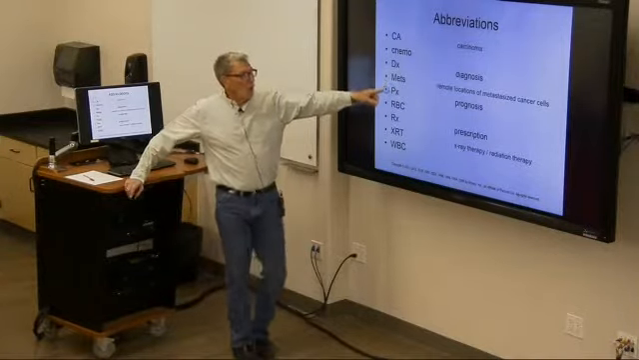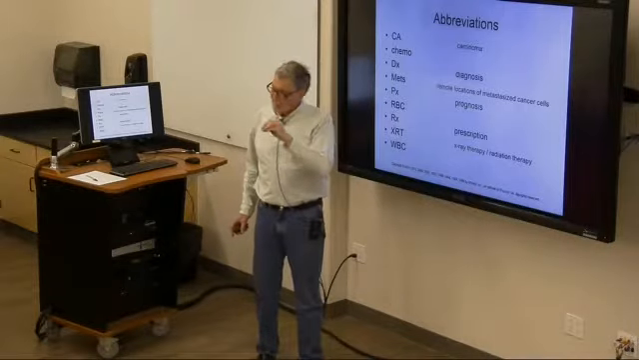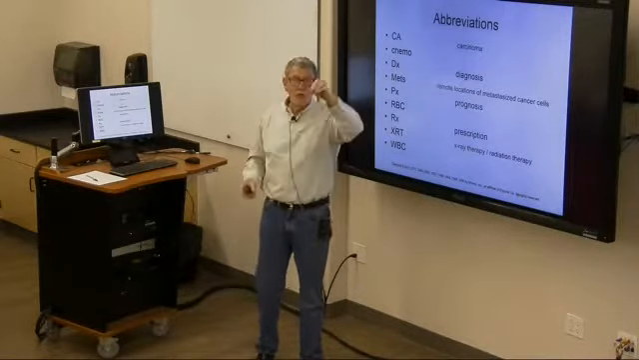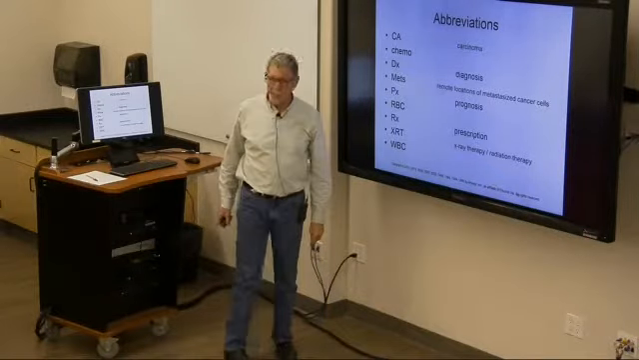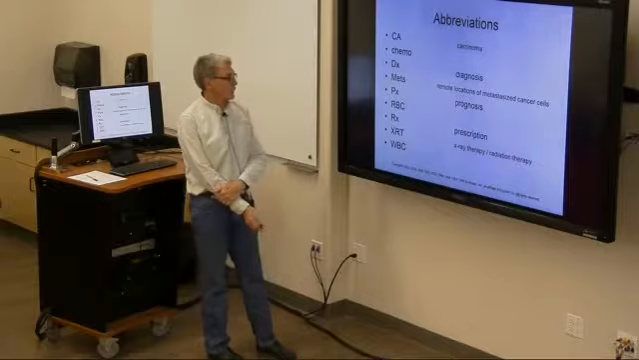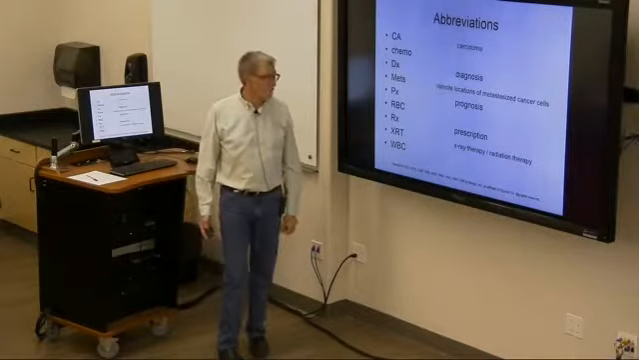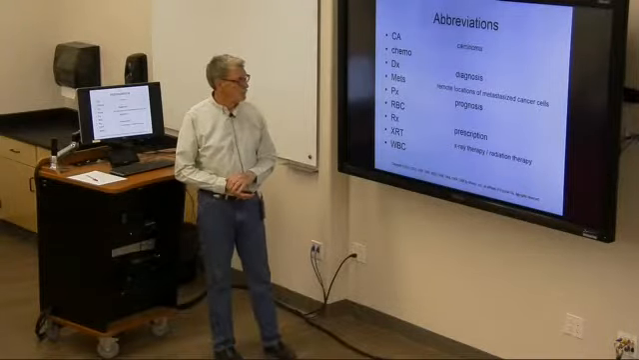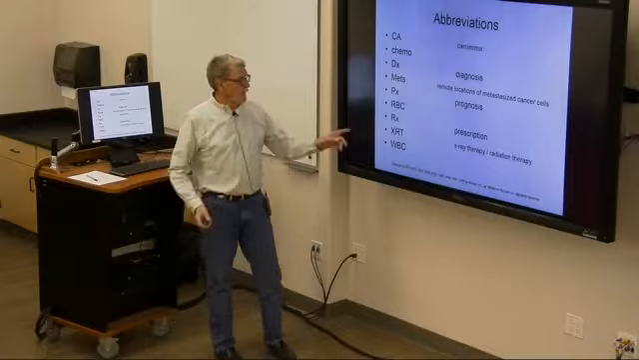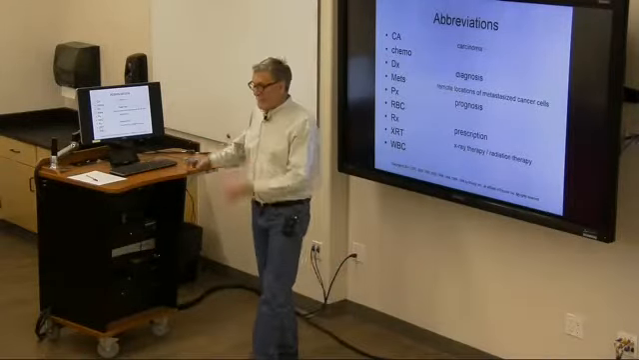Mets are metastasized blobs of cancer cells that have left the original carcinoma in situ, have gone somewhere else, and now they're starting to grow in your bones or your brain or someplace. Red blood cell, white blood cell, and X-ray therapy. And this is also called radiation therapy. It's used to kill cancerous cells.